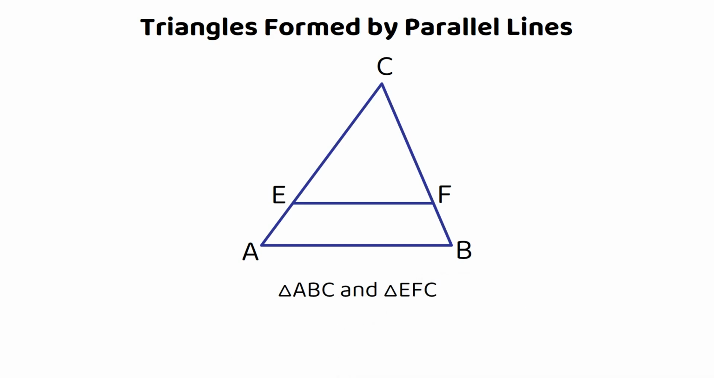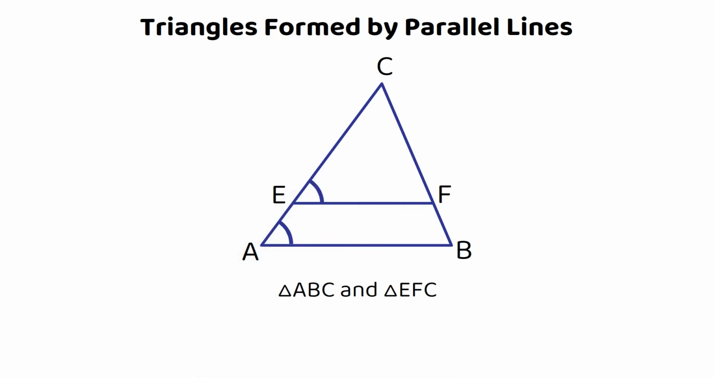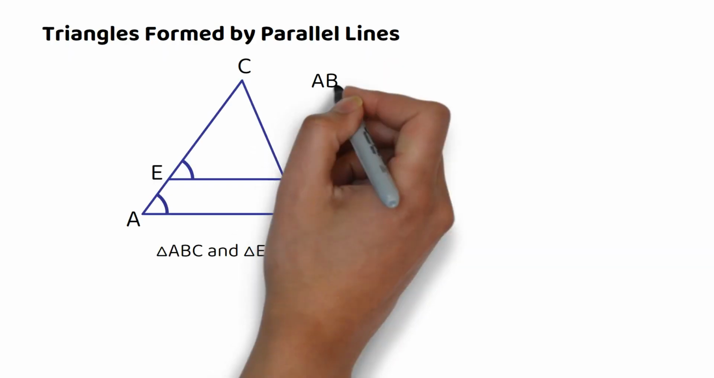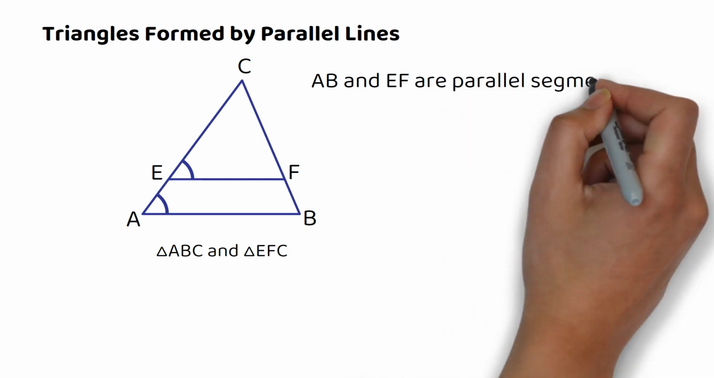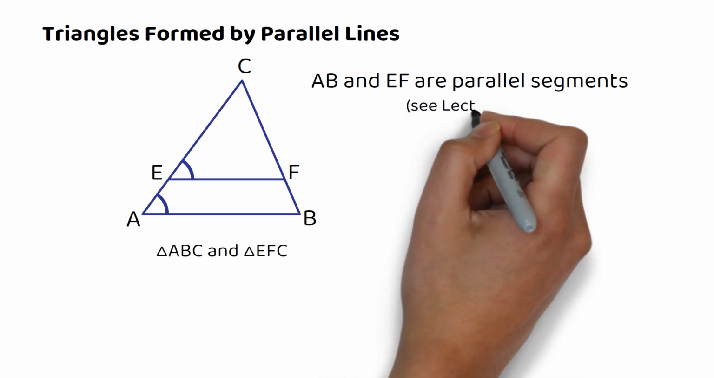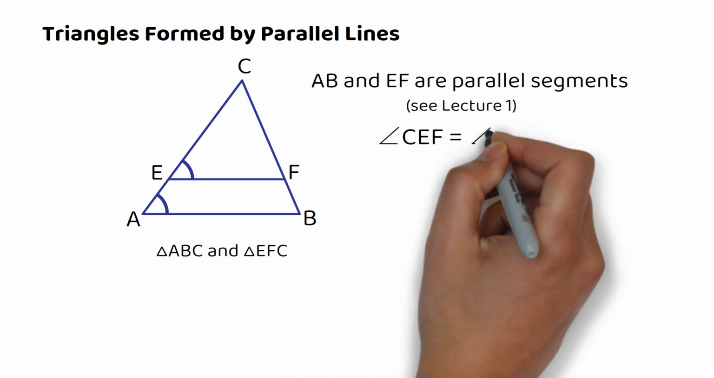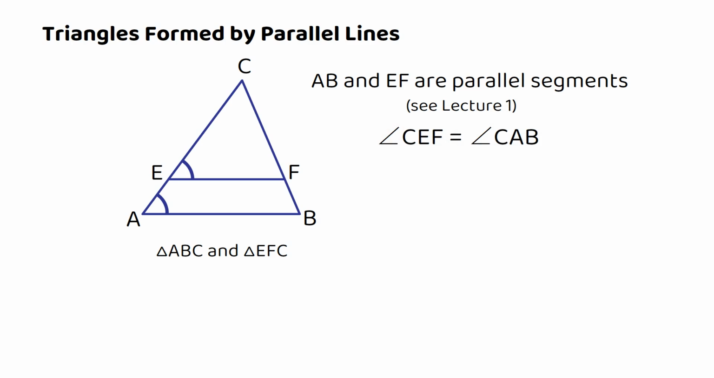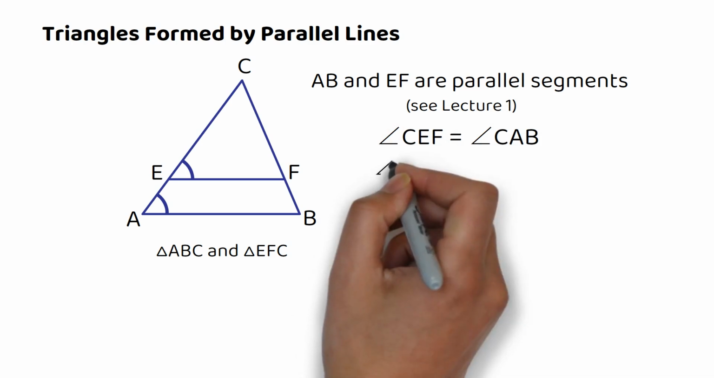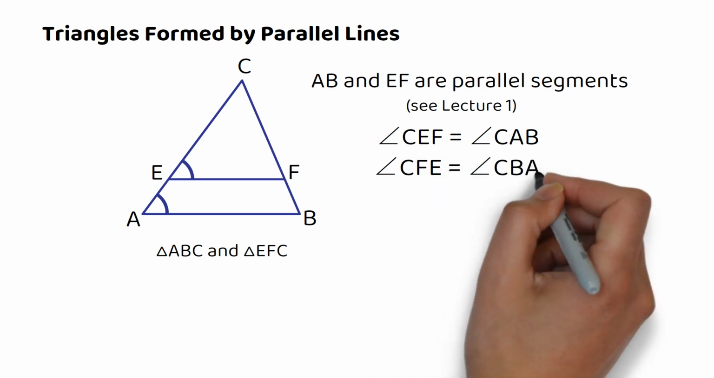To see why this is the case, let's focus on angles CEF and CAB as drawn in the picture. So since AB and EF are parallel line segments, the line that passes through points AEC, or BFC, is a transversal, as we discussed back in Module 1. Thus, it produces angles that are equal. CEF is equal to CAB. Similarly, CFE is equal to CBA.